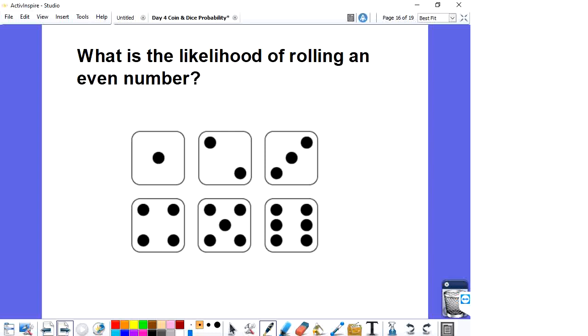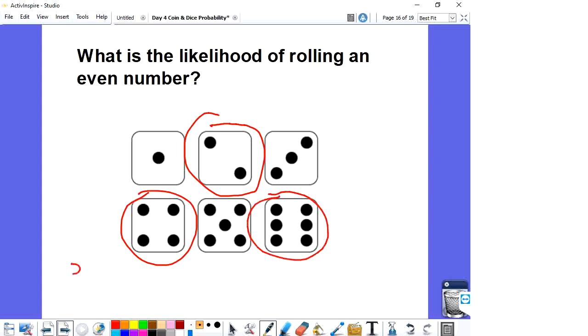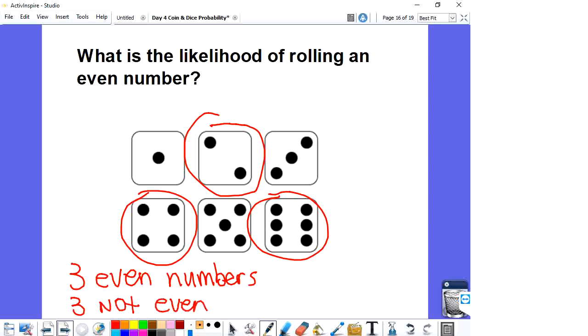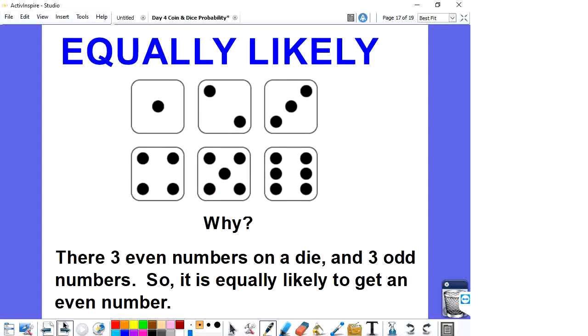I've got to see how many even numbers I have. Well, I know that 2, 4, and 6 are even numbers. So I have 3 even numbers and 3 not even numbers, or we call those odds. So I actually have an equally likely chance of rolling an even number, since there are 3 even numbers on the die and 3 odd numbers.